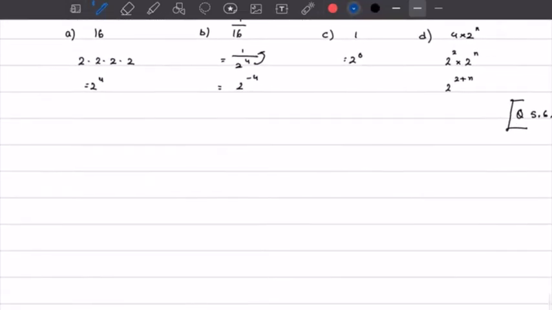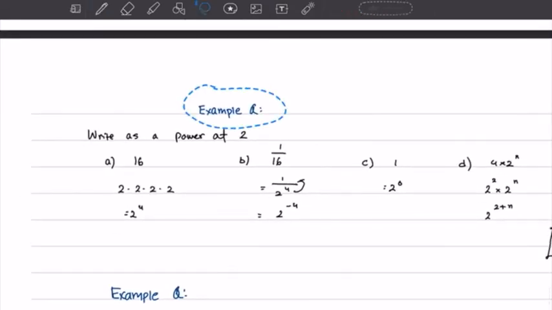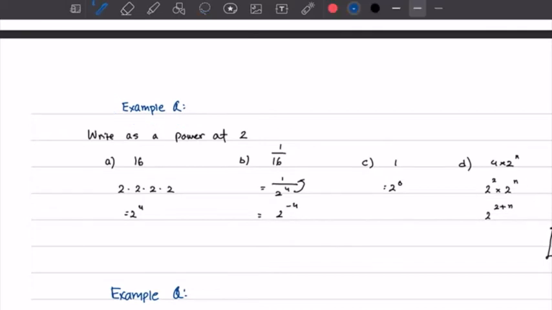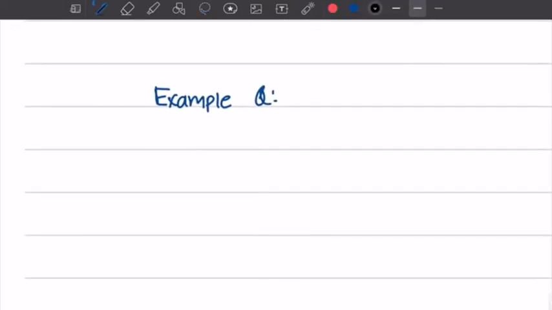Now, the next example question. Let me just bring that there so everything is organized. It says express in exponent form with a prime base number.